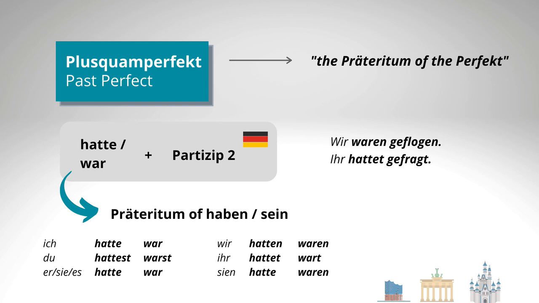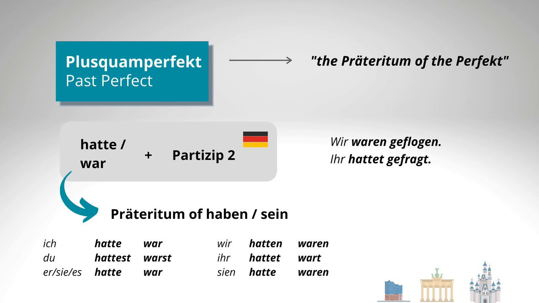If we take fliegen, for example, to fly, this is definitely a verb that indicates movement. That's why we use sein as the Hilfsverb in this case. And in the Plusquamperfekt, the forms that we use are war, warst, war, waren, wart, and waren. So, because we are looking for the first person plural, wir, the corresponding Hilfsverb would be waren, the first person plural of sein in the Präteritum.